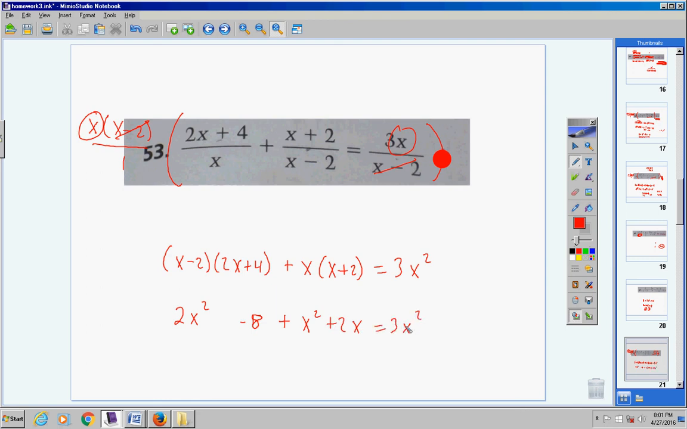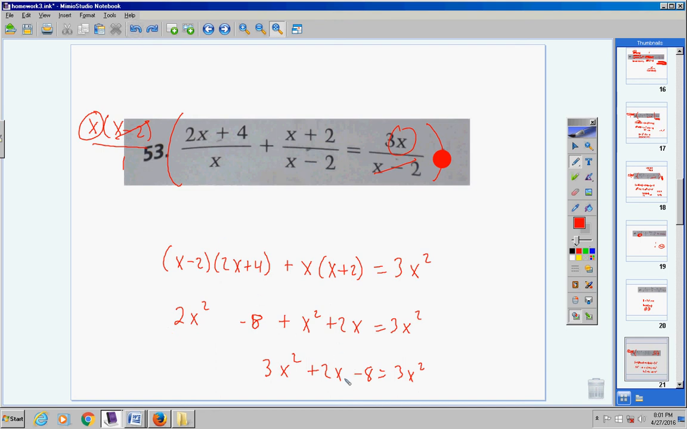Alright, now let's see here. It looks like, oh, you know what, guys? Everything's good. The x squareds are going to cancel out. Look, 2x squared plus x squared, that's 3x squared. Positive 2x, negative 8 equals 3x squared. I took this square term here and this square term here and I combined them. Positive 2, positive 1, positive 3x squared. And I just brought down the 2x and brought down the negative 8.